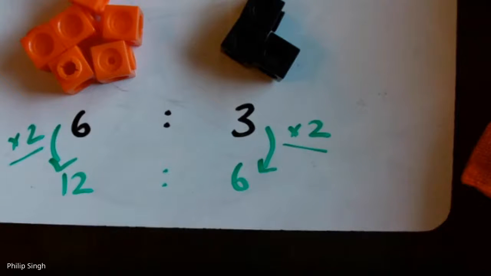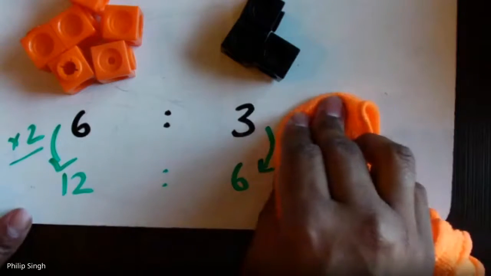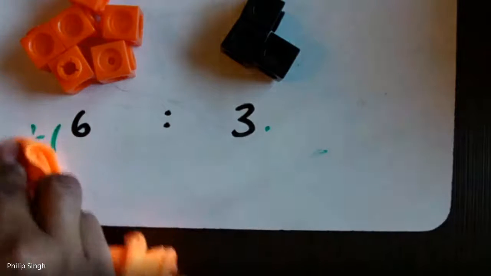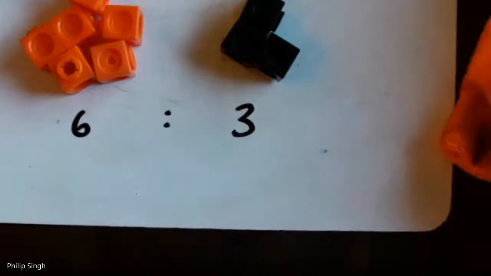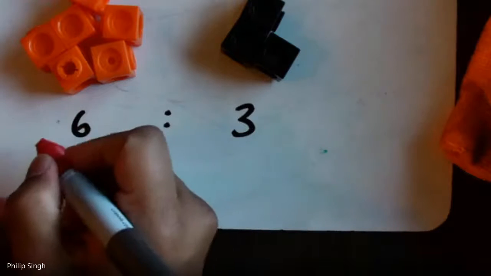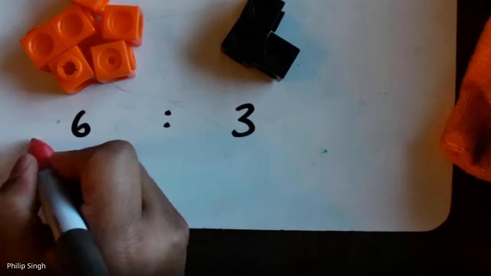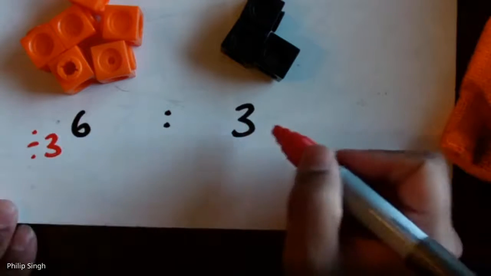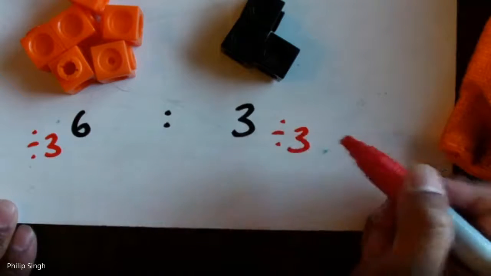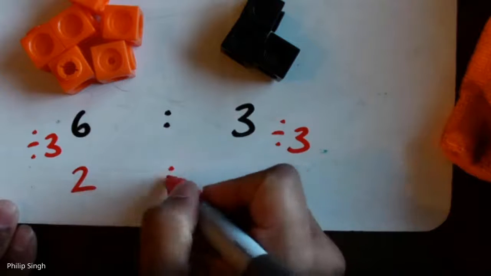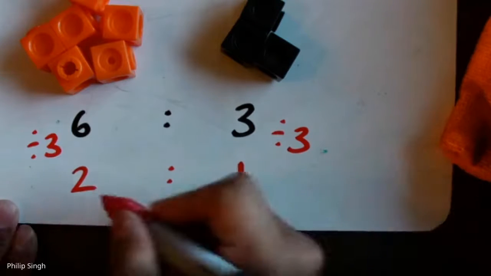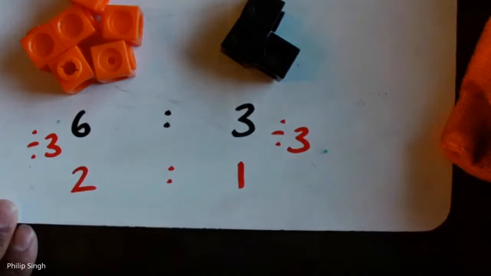Since my ratio is 6 to 3, I also have numbers that are common, right? They can be divided by the same number. So I can make my ratio smaller and still equivalent. In this case, if I divided 6 by 3, and if I divided 3 by 3, I would get a new ratio of 2 to 1. So 2 to 1 is equivalent to 6 to 3.